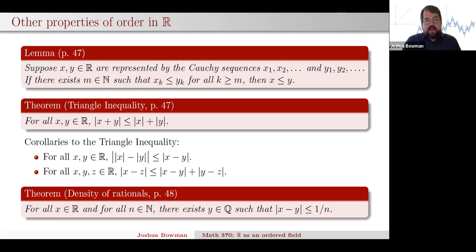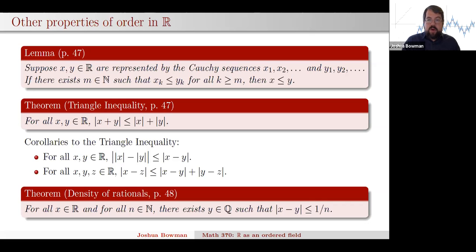First of all, if we take two real numbers, x and y, and representative sequences for those, if we go far enough out in the sequence and we see that x sub k is less than y sub k from then on in the sequence, then that will imply that x itself was less than or equal to y. Okay, so if the sequences have that comparison of non-strict inequality, then we'll also get a non-strict inequality of the real numbers we're looking at.